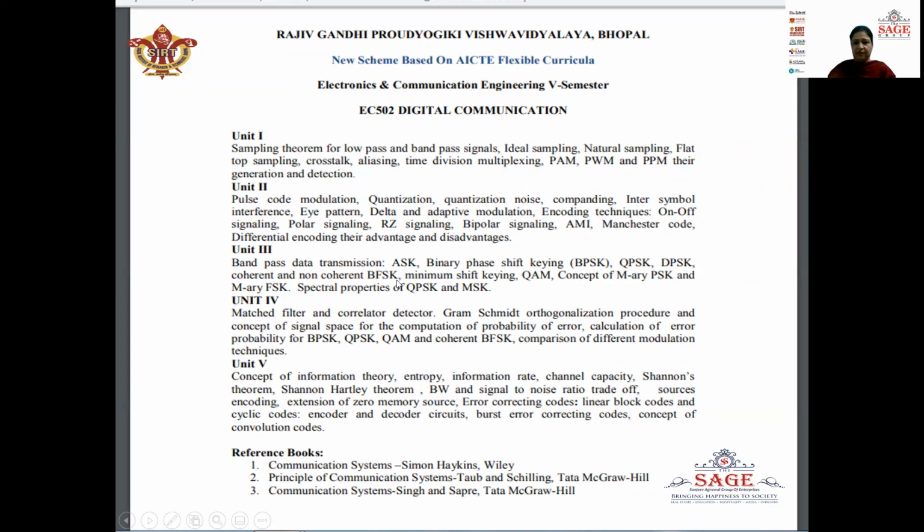Now in unit 3, we will study digital modulation techniques. And in unit 4, we will study the probability of error calculation for the different digital modulation techniques. And unit 5 will discuss the concept of information theory.